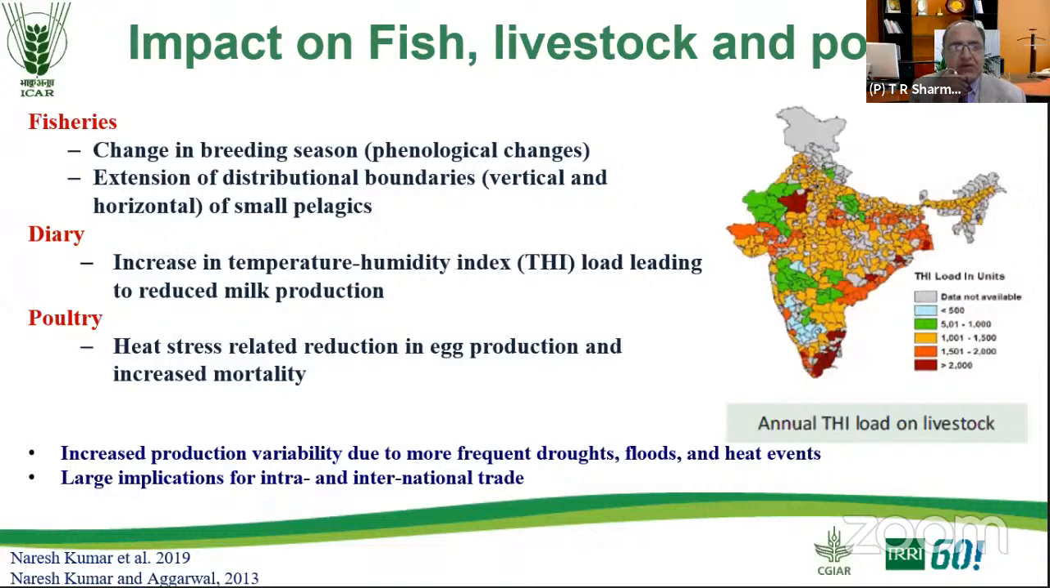As far as impact on fish, livestock, and poultry is concerned, you can see that fishery shows changes in breeding season, which is happening very extensively, and an extension of distributional boundaries, vertical as well as horizontal, of small pelagics. In dairy, we have an increase in temperature humidity index, which is leading to reduced milk production. In poultry, there is heat stress related reduction in egg production and increased mortality. This increased production variability is due to more frequent drought, floods, and heat events, and this is all happening because of large implications of intra and international trades. Next slide, please.